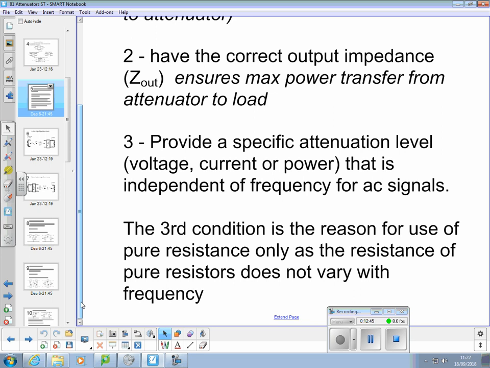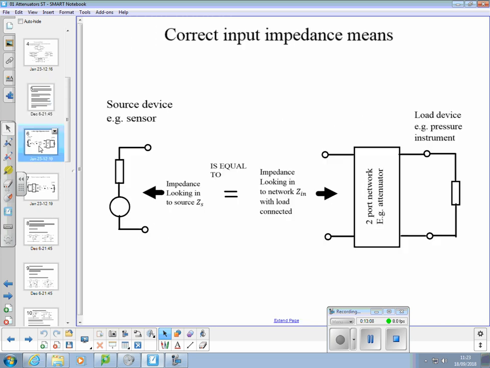Right? So those are the three things that we have to concentrate on when we want to design our attenuator: that we get the correct input and output impedances and that we design for the desired attenuation level. So let's have a look at what we mean by each of these things.